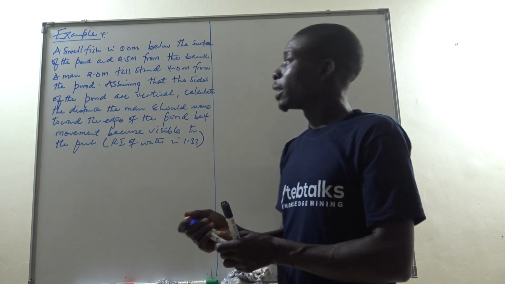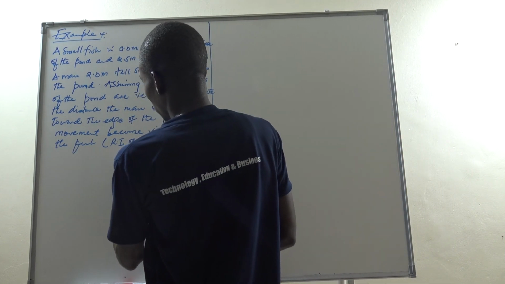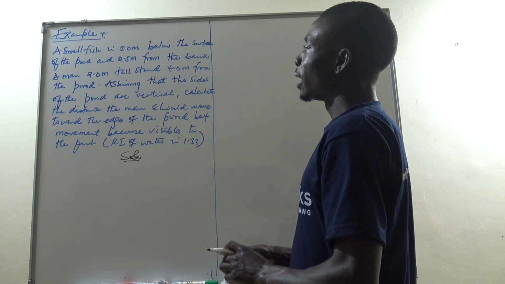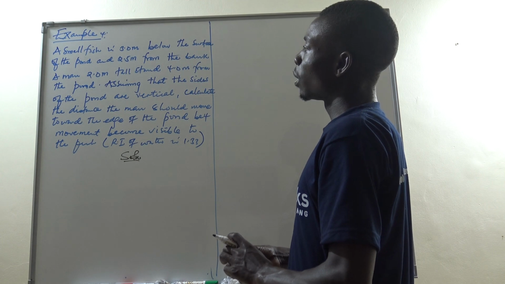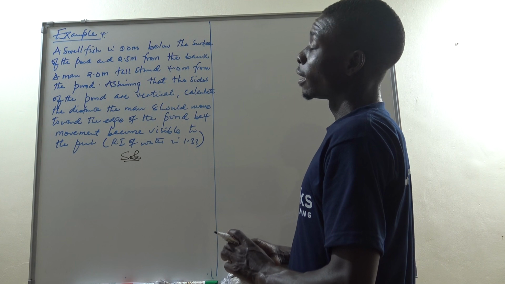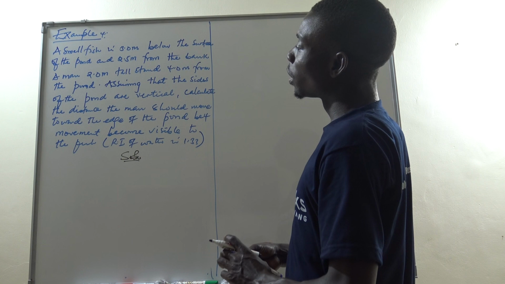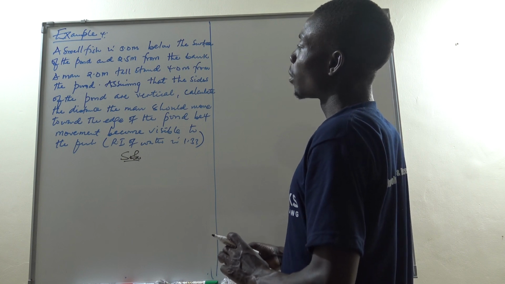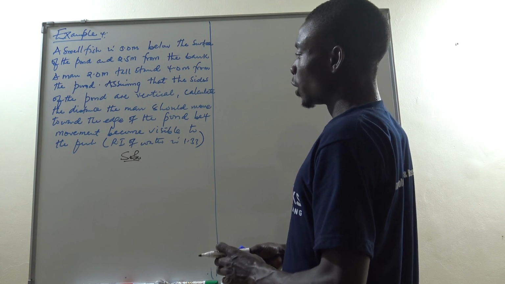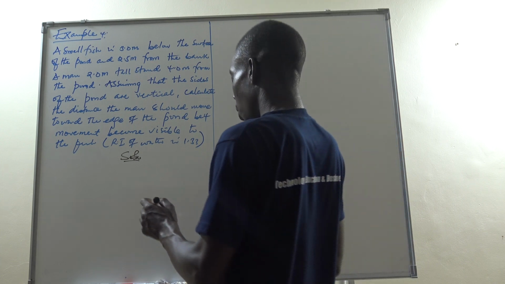So this is our last example that we can now look at briefly. The example is telling us that a small fish is 3.0 meters below the surface of a pond and 2.5 meters from the bank of the pond. A man who is 2.0 meters tall stands 4.0 meters from the pond. Assuming that the sides of the pond are vertical, you should calculate the distance the man should move towards the edge of the pond before the movement becomes visible.